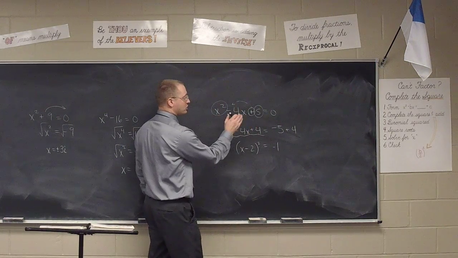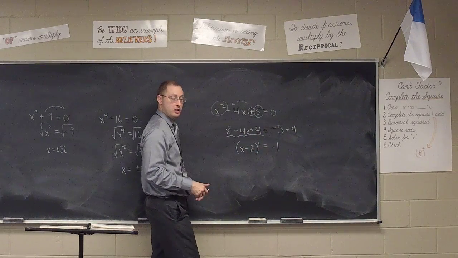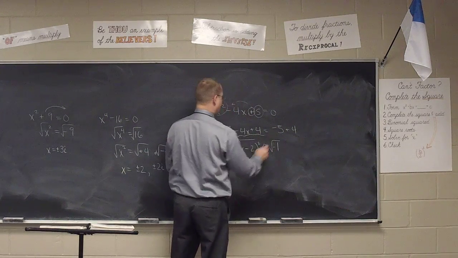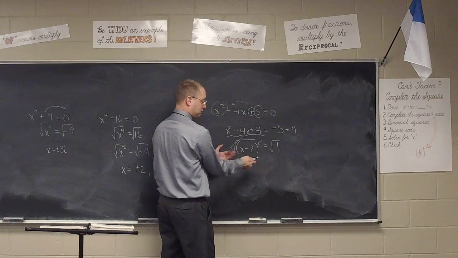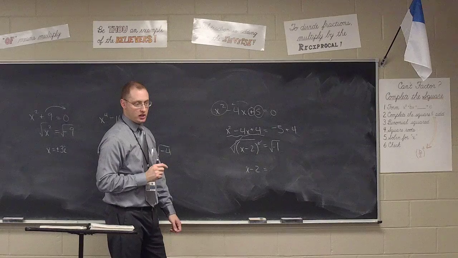At this point, once we've got the binomial squared here, we can get rid of the squared by taking the square root of both sides, right? And the square root and the square just cancel to give me x minus 2. But on the other side, what are the square roots of negative 1?